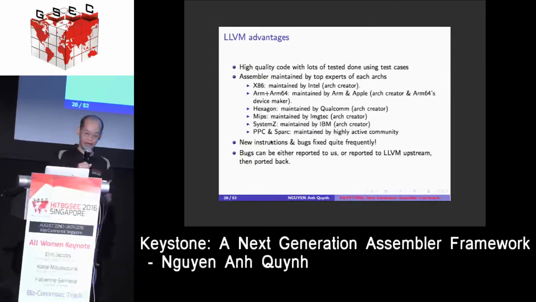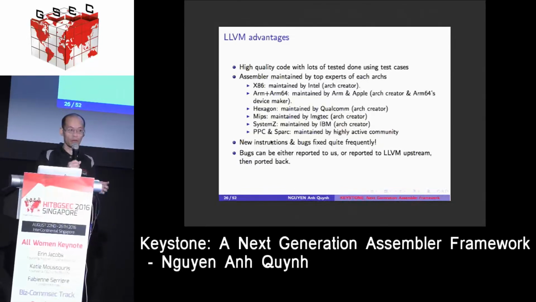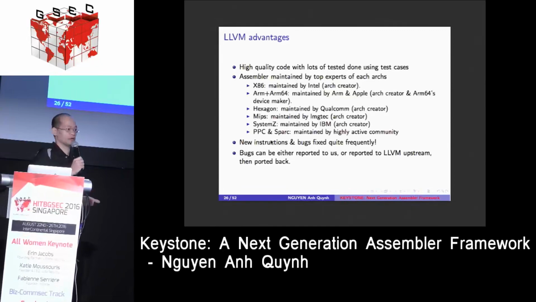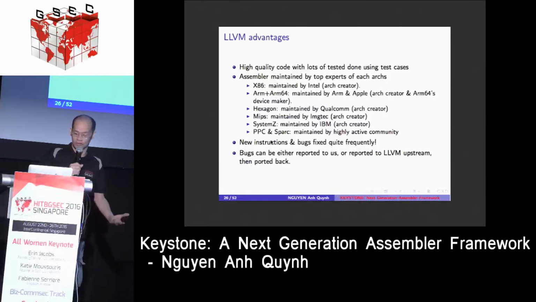First, LLVM is built by professional developers from top companies. So the code quality is very high and it's very well tested. And the assembler inside LLVM is maintained by top experts from each CPU vendor. For example, x86 is maintained by Intel. Who can do better than that? ARM64 is built by ARM and Apple. Can anyone do that better? Hexagon is maintained by Qualcomm, also a CPU vendor. MIPS is maintained by IMG Tech, also a CPU vendor. SystemZ by IBM, which is also a CPU vendor. PowerPC and Sparc are maintained by a very active community. So there's nothing to worry about.